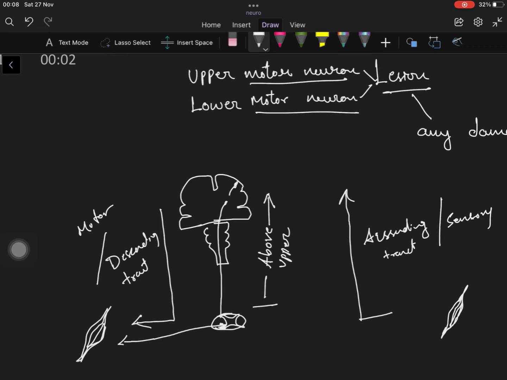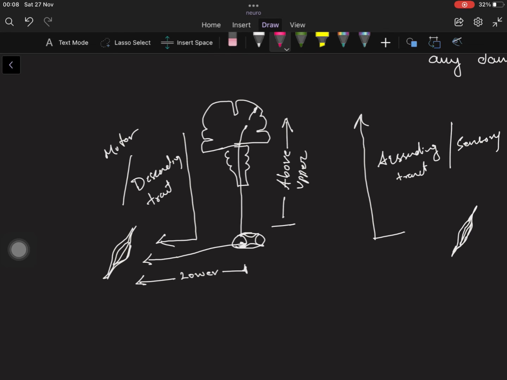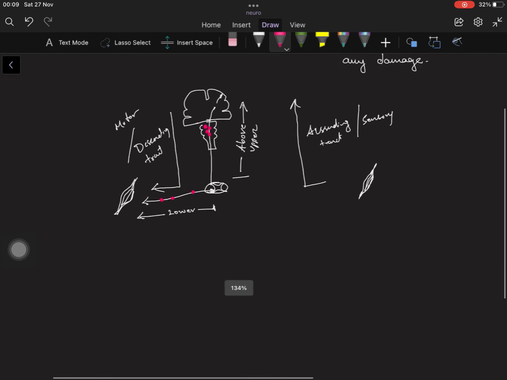Now let's go to lower motor neuron lesions. This is a lesion anywhere along the nerve fiber between the anterior horn and the relevant muscle tissue. Let's recall it again. An upper motor neuron lesion is a lesion above the anterior horn, or a lesion in the motor nuclei of the cranial nerves. And a lower motor neuron lesion is anywhere along the nerve fiber between the anterior horn of the spinal cord and the relevant muscle tissue.